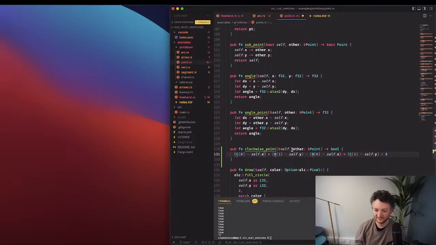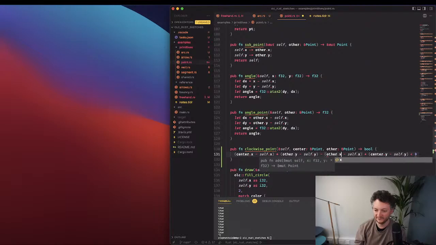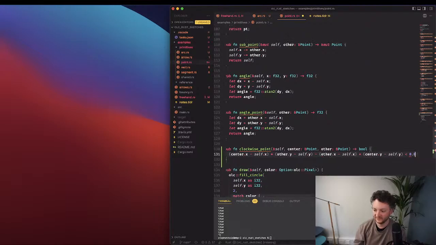Oh, wait, no, sorry. Take this back. Yeah. A is still C. Center is also a point. And this is center y. So you can't really tell whether 2 points are clockwise unless you have a center to compare them to. Then other dot y, other dot x, greater than 0.